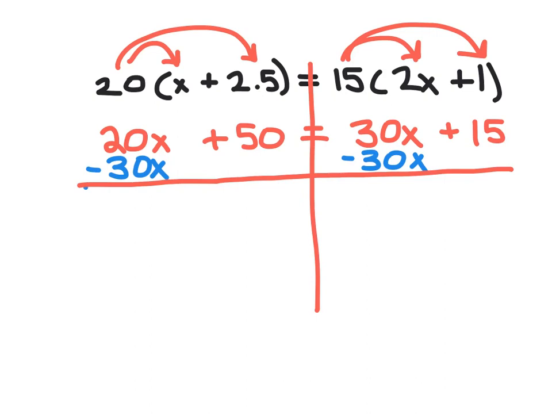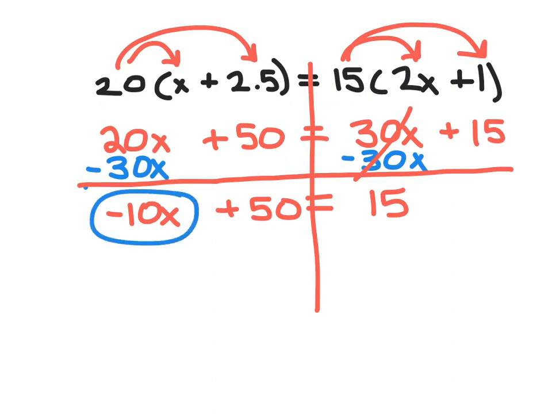So I've got negative 10x plus 50. I'm just rewriting my problem now after I took away 30 x's from each side. If I had 30 x's and subtracted 30 x's, I'm left with 0 x's or just 0. And then I have that positive 15. Okay, now I need to remember that the last step is I get the x by itself, so I need to move that positive 50 away. So opposite of a positive is a negative.